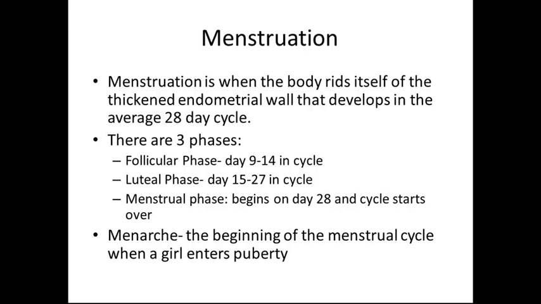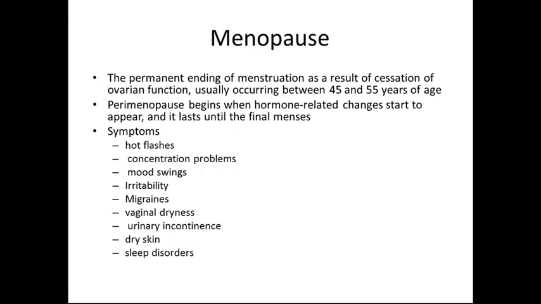Menarche is the beginning of the menstrual cycle when the girl enters puberty. Menopause is the permanent ending of menstruation, which is the opposite of menarche, and as a result, the cessation of ovarian function. It usually occurs between the ages of 45 and 55 years old. Perimenopause begins when the hormone-related changes start to appear, and it lasts until final menses. This can occur as much as 10 years prior to the actual menopause stage.